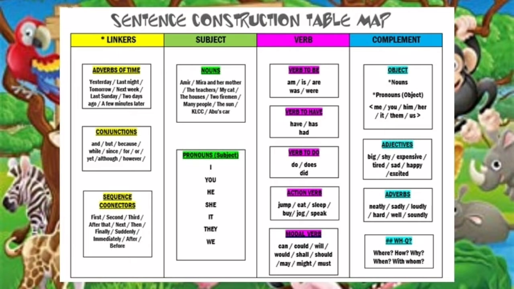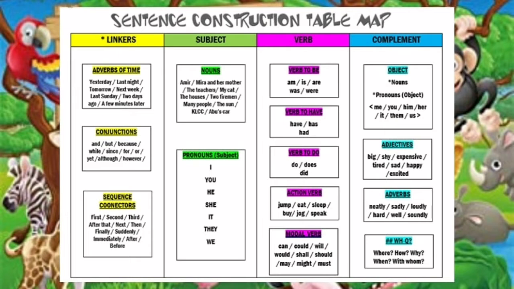Okay, let's look at the first column, linkers. Linkers awak boleh pakai adverb of time, conjunction, or sequence connectors. So you can read the examples on your own.